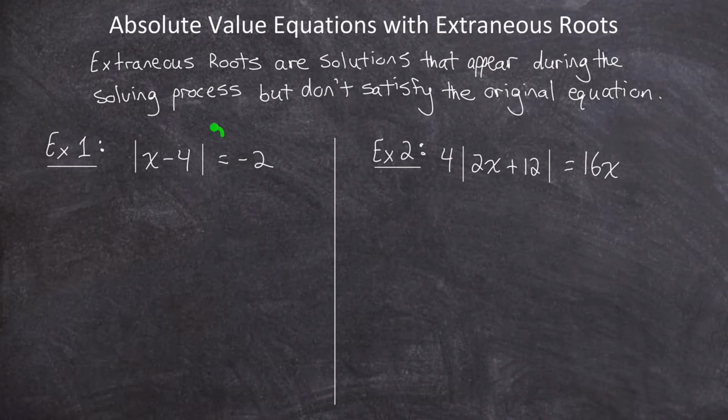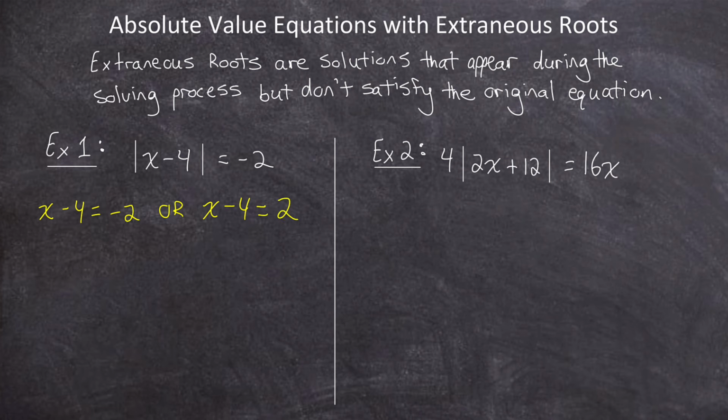mean. Looking at the first example, we're trying to find what value of x makes the absolute value of x minus 4 be negative 2. Well, remember, the absolute value is always non-negative, so there shouldn't be any solutions to this equation. But using the rule from the previous section, if you set the inside of the absolute value equal to both the constant and the opposite or negative of the constant, we would think that the equation would be true if x minus 4 was equal to negative 2, or if x minus 4 was equal to the opposite of that, so positive 2.